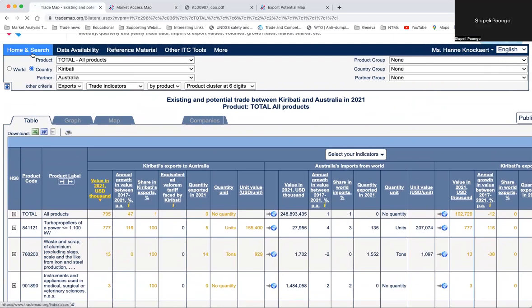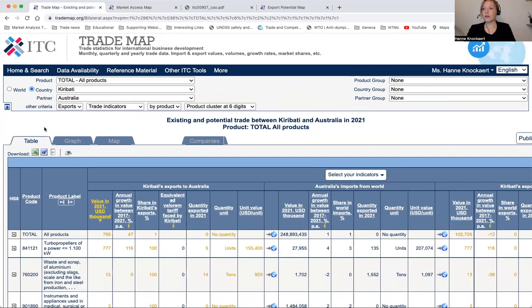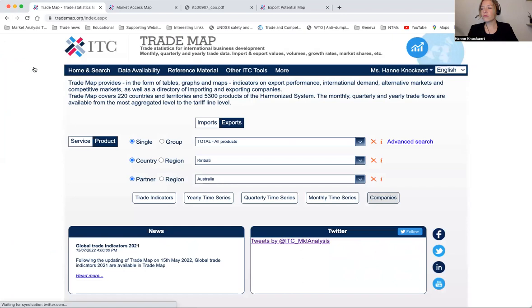let me go back to the home page here. So I'm going to take a note that I will look into how you can look into the import side for the question of before. Okay, let me go back to the home and search.